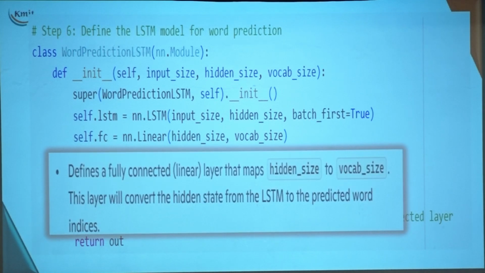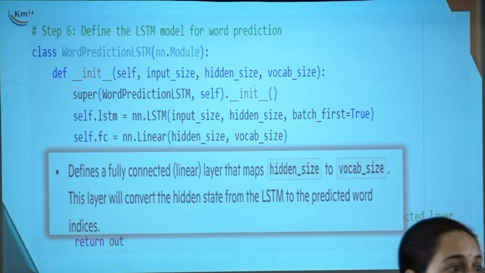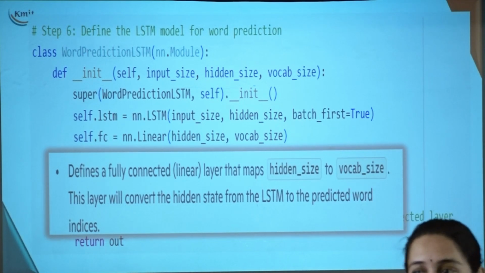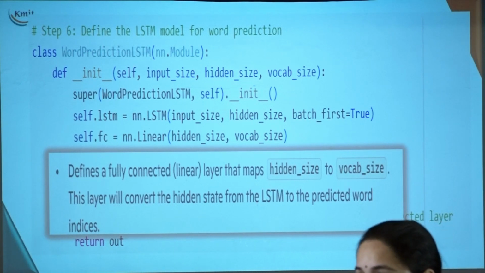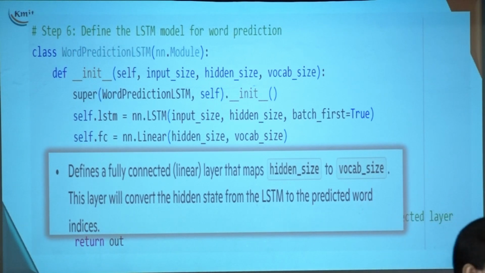Obviously, follow it up with a fully connected layer. Fully connected layer will perform that linear transformation part of your neural network. Okay, here to keep it very simple, I am choosing only one layer. Depending on your application, you can choose one or two layers or more layers of LSTM.